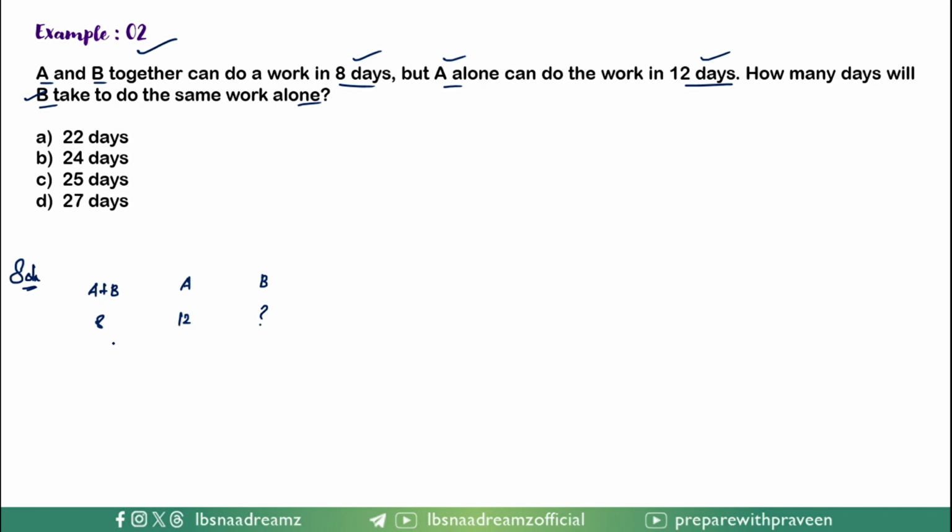So to find that, we will take the LCM of 8 and 12. So totally there are 24 works. Okay. Now the efficiency of A plus B will be 3 8s are 24. So 3 works.